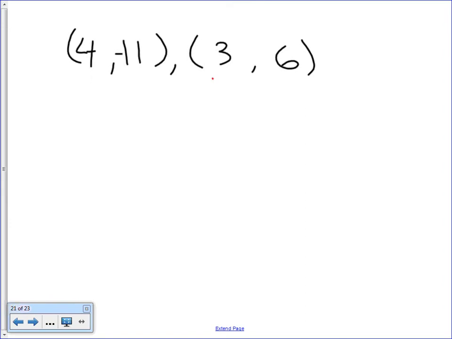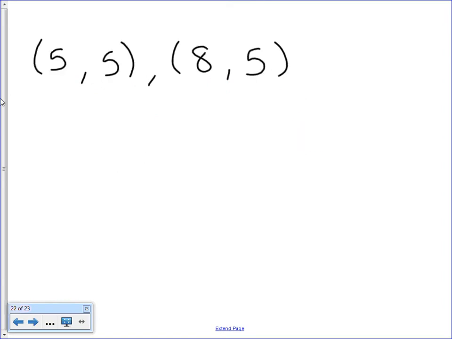This one here, let's change it up. Let's call the second coordinate x1, y1. And the first one x2, y2. So it doesn't matter which one you designate the first one or the second one. So y2 minus y1, so negative 11 minus 6 over x2 minus x1, so 4 minus 3. So negative 11 minus 6, that'll give me a negative 17. And then 4 minus 3 will give me a 1. So we have negative 17 divided by 1, which is just a negative 17 for a slope.